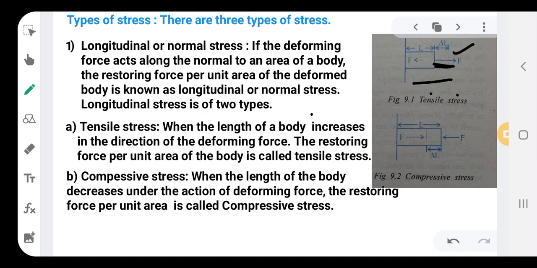Now let us see what is compressive stress. Compressive stress is the opposite of tensile stress. That is, when the length of the body decreases under the action of the deforming force, the restoring force per unit area is called compressive stress. Okay. Now these are the two types of longitudinal stress.